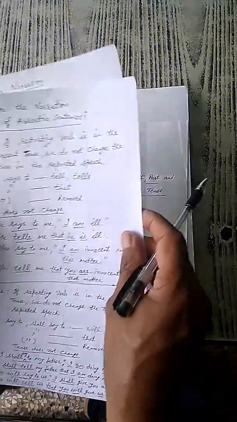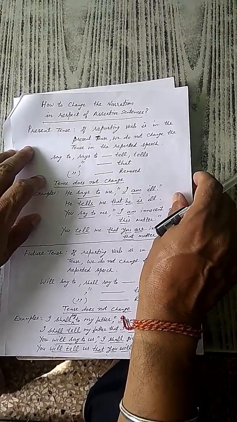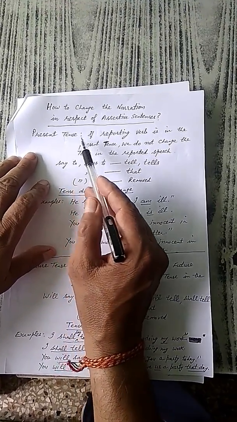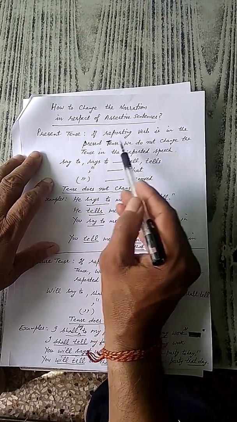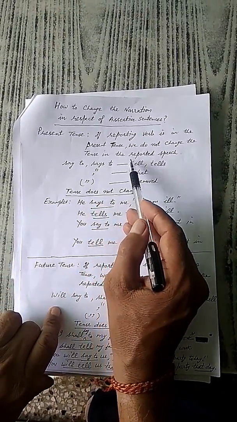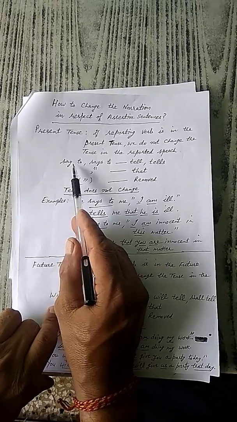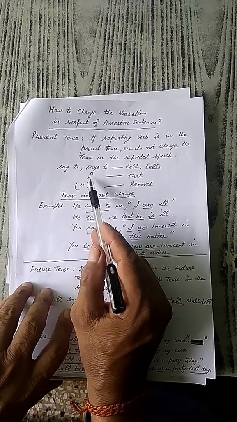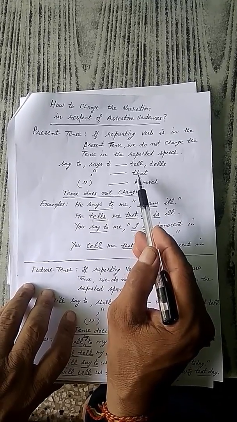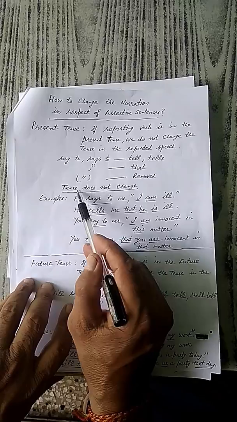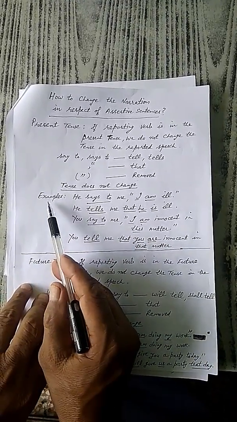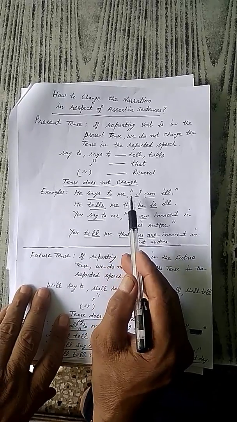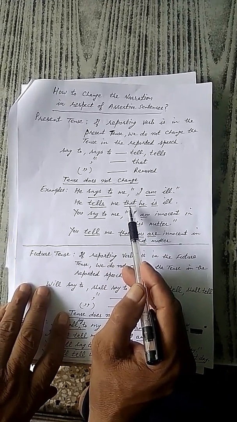My dear friends, now we are going to see how we change the narration in respect of assertive sentences. Present tense. If the reporting verb is in the present tense, we do not change the tense in the reported speech. In place of say to, says to, we use tell or tells. In place of commas, we use that. Closing commas are removed. Tense does not change. Examples: He says to me, I am ill. Says to, tells. He tells me. After removing the commas, we use that as conjunction.